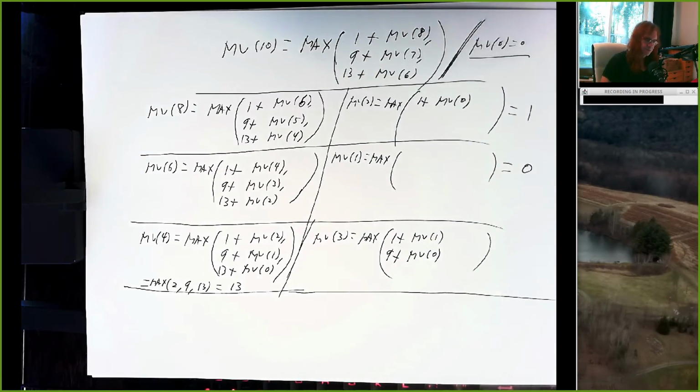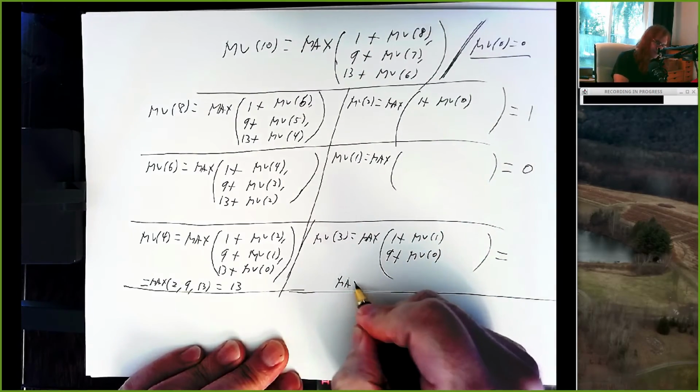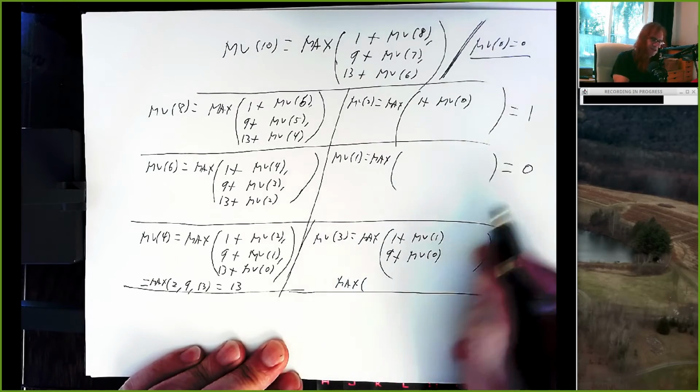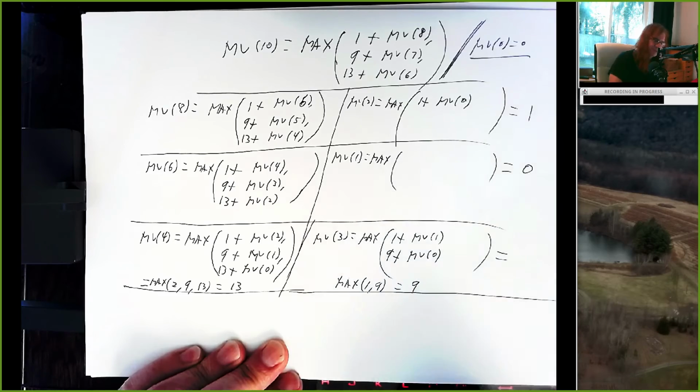Well, this will be the maximum of 1 plus max val of 1, which is just 1, and 9 plus max val of 0, which is 9. This will be 9.